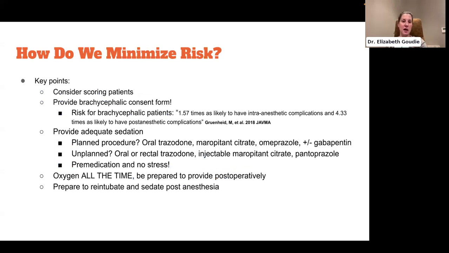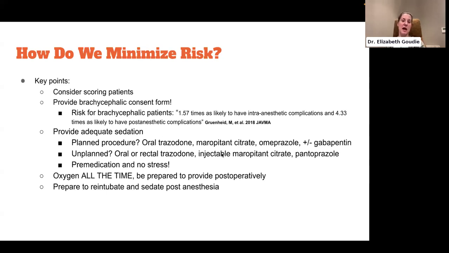So consider scoring your patients and providing the brachycephalic consent form. Brachycephalic patients are found to be 1.57 times as likely to have intra-anesthesia complications, and 4.33 times as likely to have post-anesthetic complications. So I think this just goes to show why they should really be in ICU or have really dedicated staff watching them into the post-op period. They do have a tendency to obstruct and have regurgitation and aspiration.